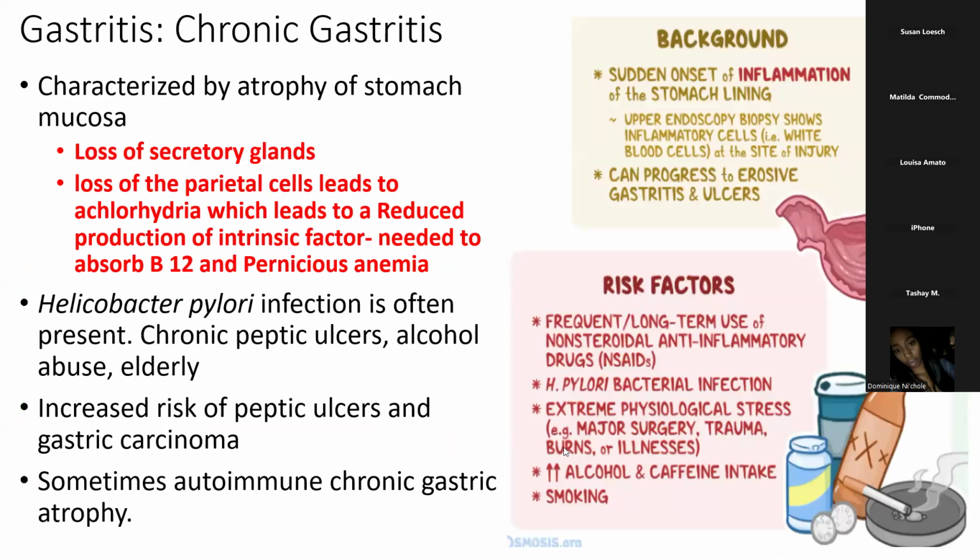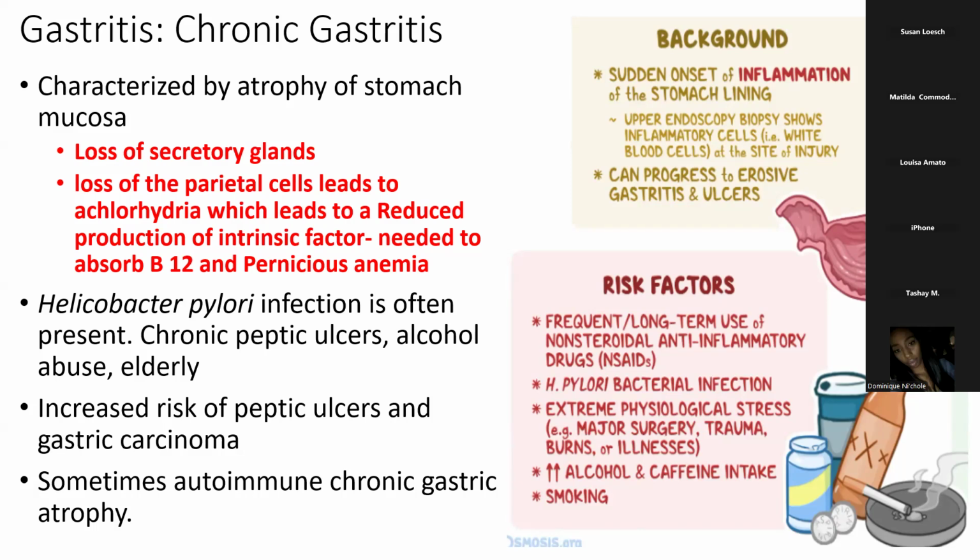All right, so chronic gastritis is characterized by atrophy of the mucosa. Remember, the mucosa is protecting the stomach from the acid eating away at it and causing damage. With chronic gastritis, we'll have a loss of those secretory glands that secrete mucus. We'll have a loss of the parietal cells that produce the hydrochloric acid. So that causes achlorhydria, and we'll have a reduced production of intrinsic factor. And this is why sometimes these people will develop pernicious anemia.